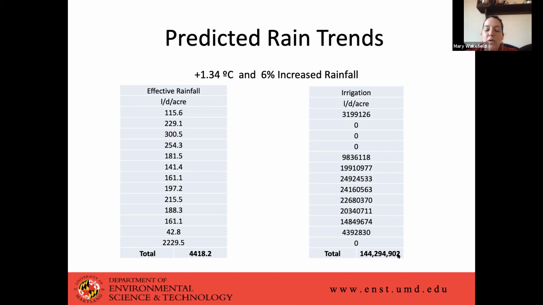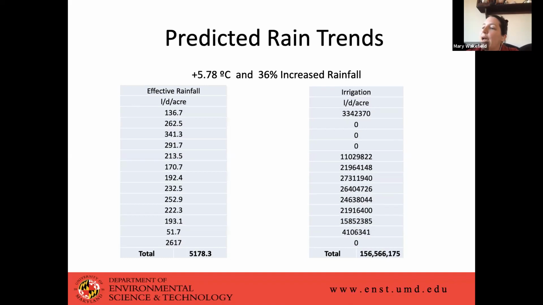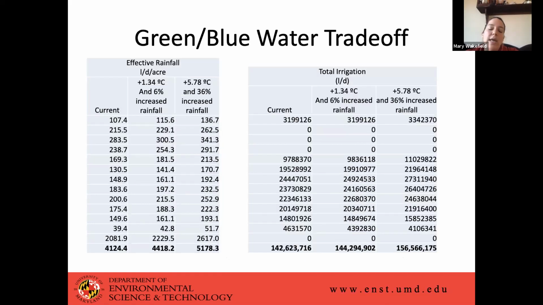And I know that you didn't look at the bottom and remember what our original rainfall trends were when I showed them, but that's okay, because in 2 slides I'm going to put all of this together and you'll be able to see them side by side. The other predicted trend we have is the maximum end, with 5.78 degrees Celsius and 36% increased rainfall. Again, we'll see an effective rainfall that increases a little bit, and irrigation that also increases. I think it's pretty interesting to note that even though our overall rainfall is increasing, our irrigation needs are also increasing.